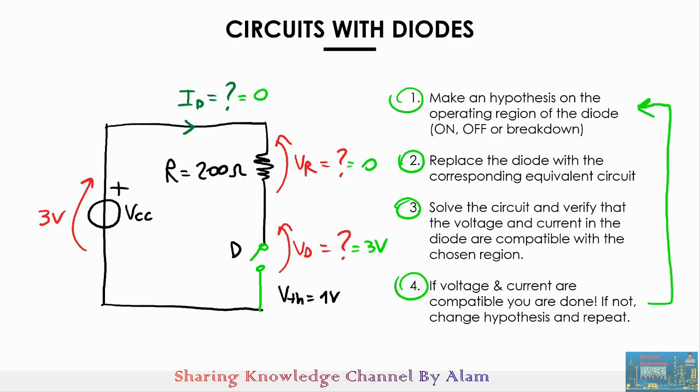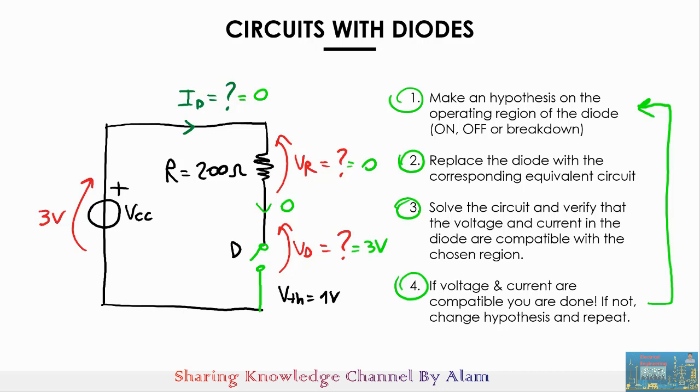Now, point number 4, let's verify our hypothesis. Is the diode off if the voltage is equal to 3 volts in that direction and the current is equal to zero? The answer is no. The threshold of the diode was 1 volt. So with 3 volts in that direction, which is the right direction to turn the diode on, the diode will definitely be on.